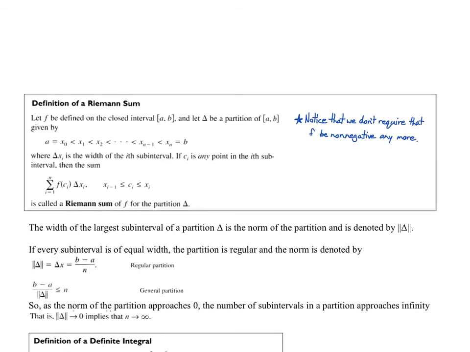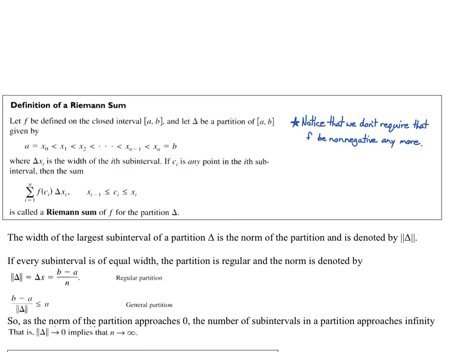Let's talk about what a Riemann sum is by definition here. It says, let f be defined on the closed interval from a to b, and let delta be a partition of a to b, given by a equaling x sub 0, which is less than x sub 1, which is less than x sub 2, which is less than x sub 3, all the way up to when we get to x sub n. And that is b.